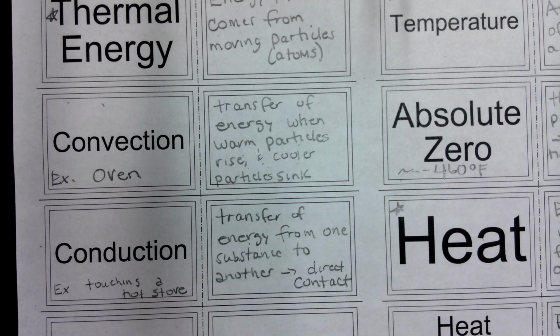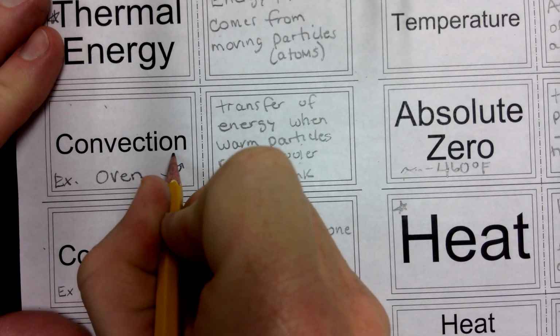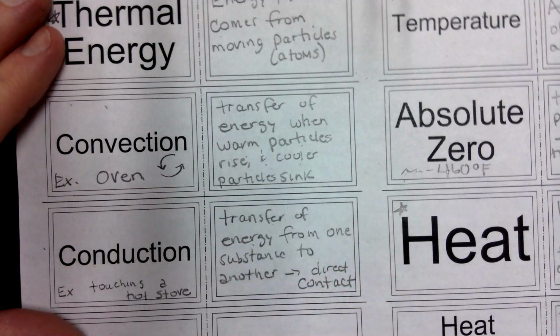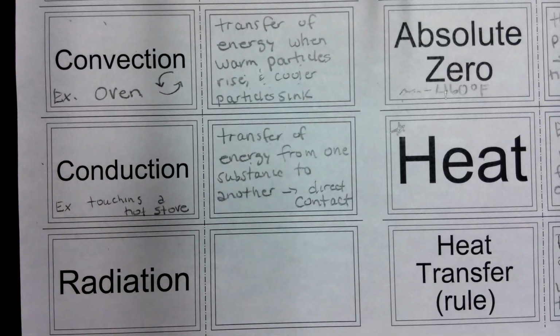And that circulation, like this, and I want you to draw that, is how a convection oven works. That's how it heats your food very, very evenly. Okay? That's convection.